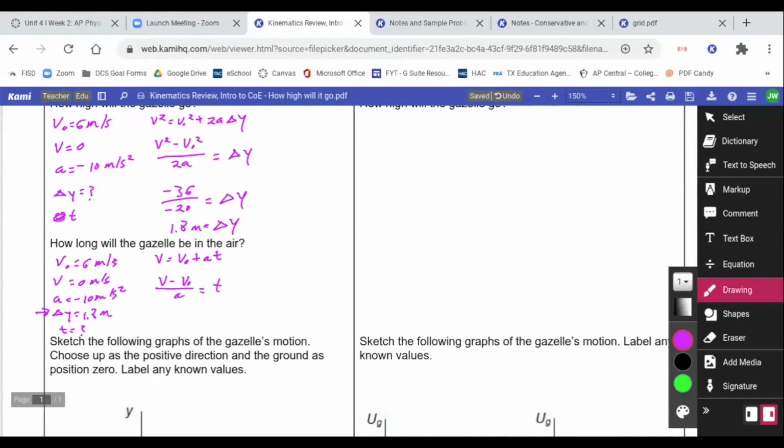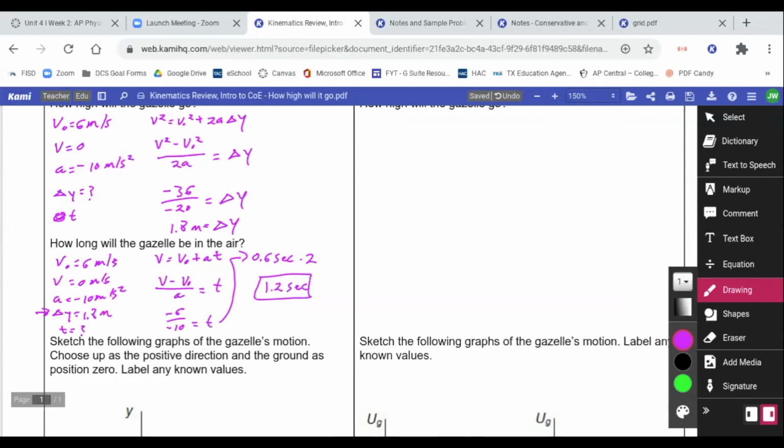Use our variables to plug things in. I've got 0 minus 6, so that's negative 6, divided by negative 10 equals time. So in this case, time would be 0.6 seconds, but we know that's the time to the top because we based this off of the final velocity being 0. That's at the top. The question said total time in the air. So if it is 0.6 up, it is 0.6 down. Total time would be 0.6 times 2, or 1.2 seconds.